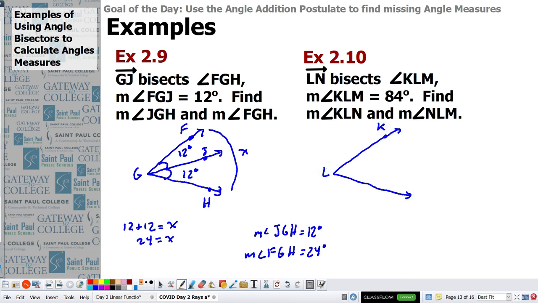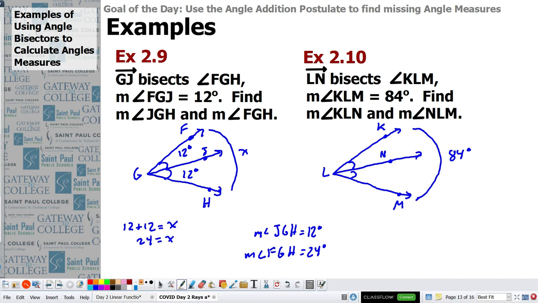KLM. LN bisects it, and I show that by putting the arcs in there. Okay, now it says KLM. KLM, that's the whole thing, is 84.